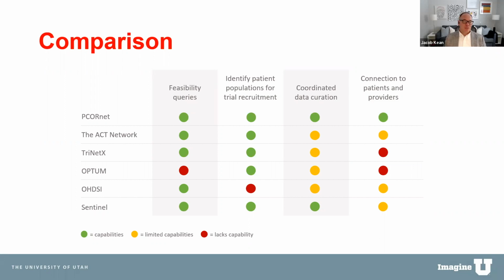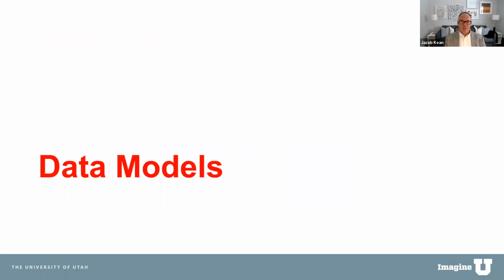Even with 66 million individuals, TriNetX, Optum, Odyssey, and Sentinel are all larger. But again, this just shows comparison on a set of features that PCORnet found important. We'll transition here to data models, which can improve the use of data and which underpin many of the centralized and distributed resources we've talked about previously.